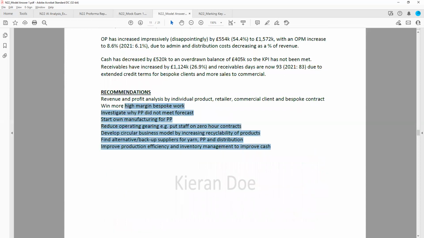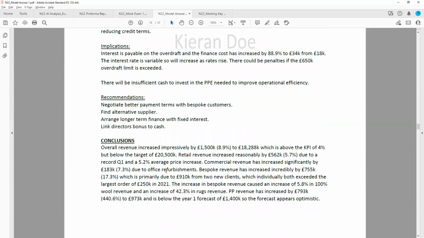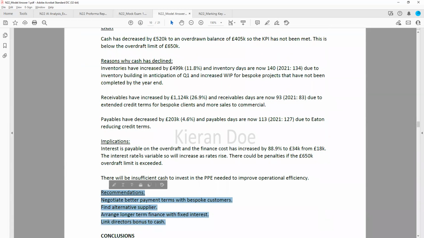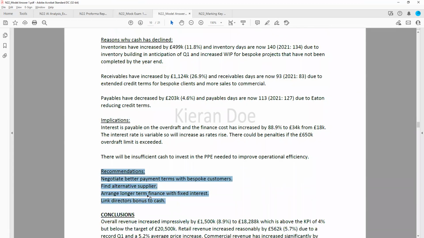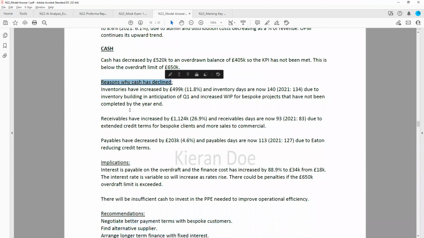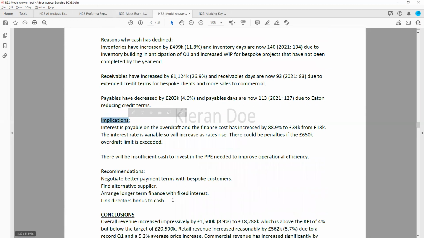So then we could have our recommendations for the requirement as a whole. We've already included some recommendations, don't forget. We had our recommendations for the one-off issue. So this was all to do with that issue about cash. So like I said, I like having them here because as I go through it, I say, why has cash gone down? What are the implications? And then I just put the recommendations here.